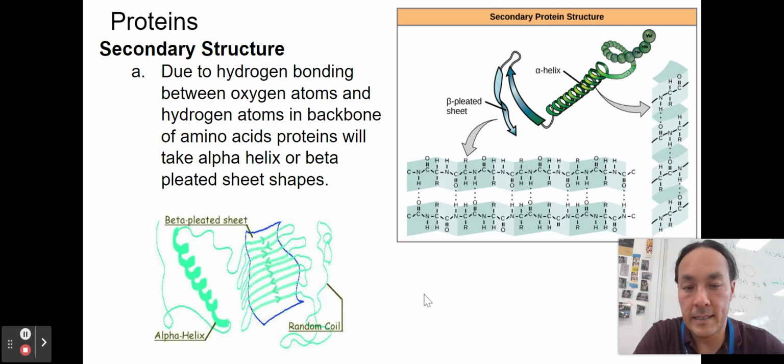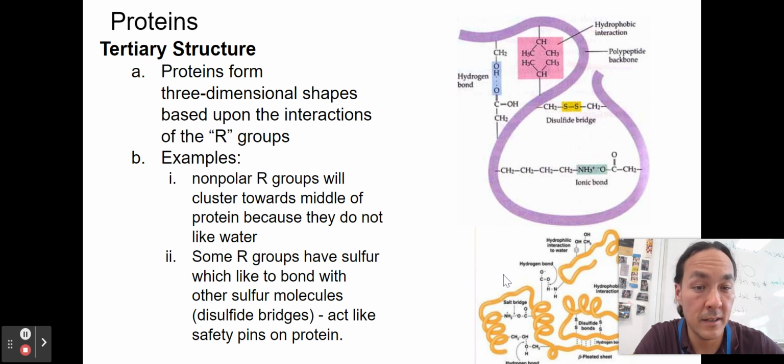All right, this is AP level, so this is outside of our course, but in the secondary structure, they start to form these helices or beta-pleated sheets. A guy Linus Pauling figured this out while he was sick one day. He's home sick, and he just sketched it out.